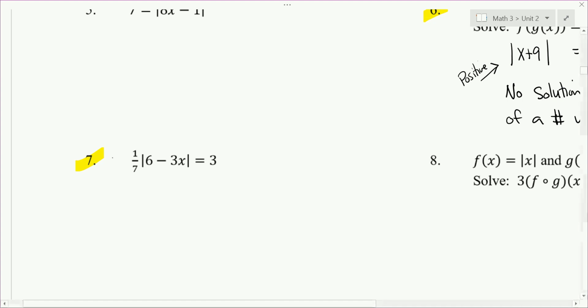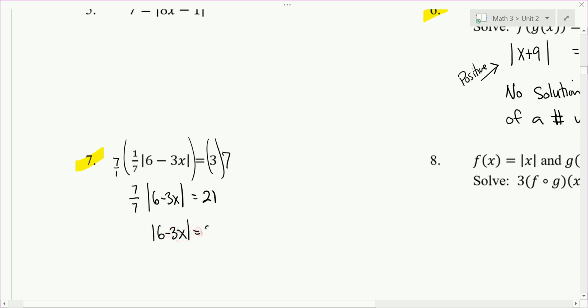So if I multiply the left side by the denominator, 7, and I multiply the right side by 7, I end up with 7 over 7, because this is really a 7 over 1, and when you multiply with a fraction, you do numerator times numerator, denominator times denominator, times the absolute value of 6 minus 3x is equal to 21. And 7 over 7 is really 1, so this is just the absolute value of 6 minus 3x equals 21.